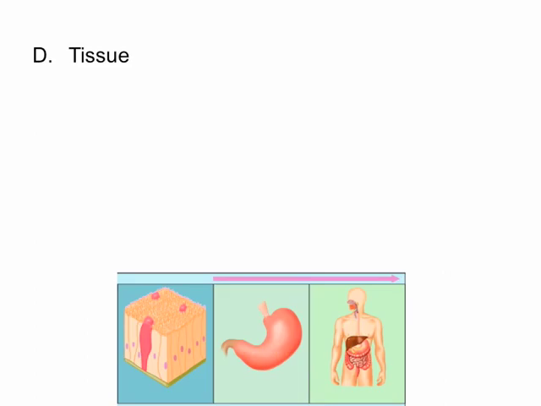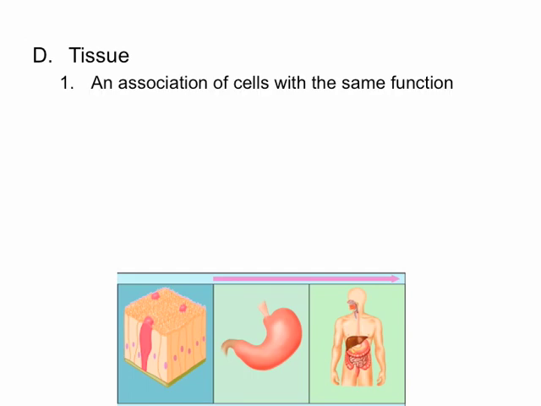Tissue is the next level of organization. In order to be a tissue, we have to take many cells and put them together in a stable situation. So by definition, a tissue is an association of cells with the same function.